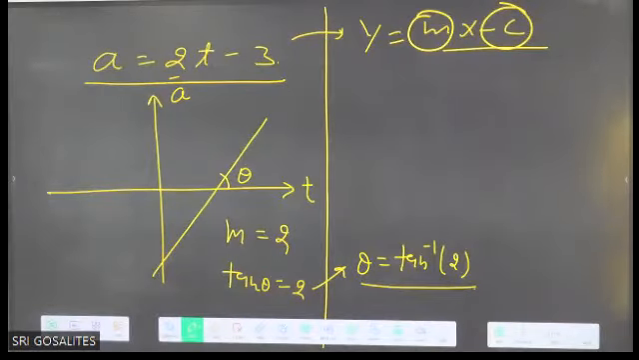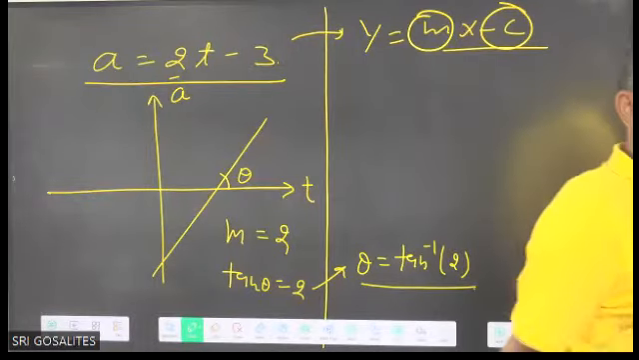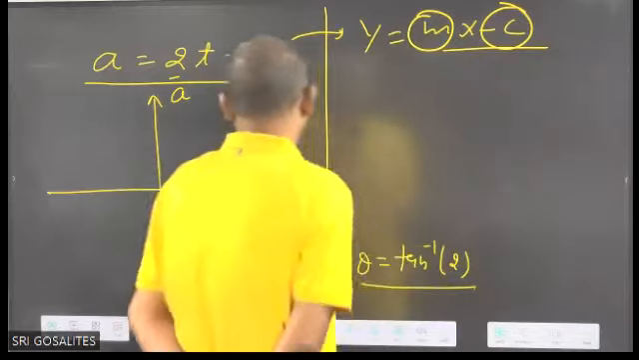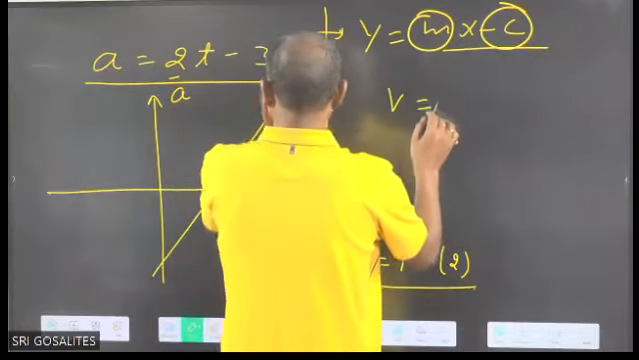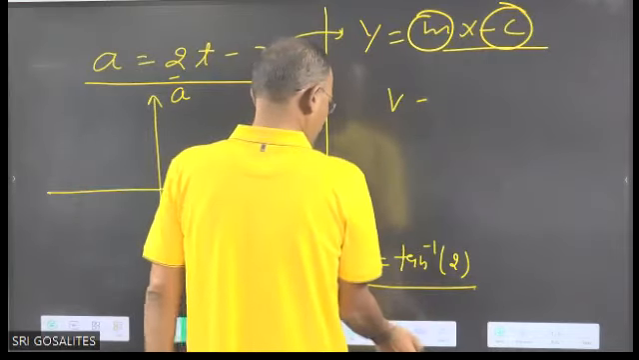Aman is asking how you got this equation, sir. This I got by the differentiation. See beta, the equation was, 1 minute.